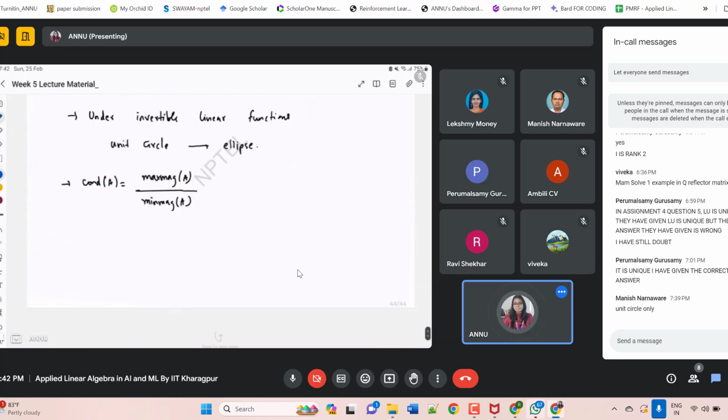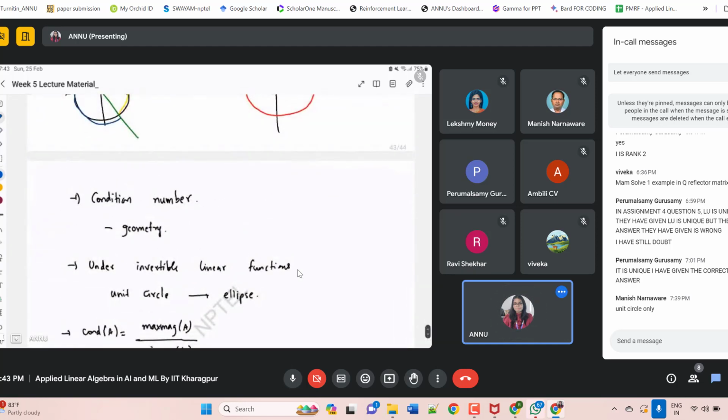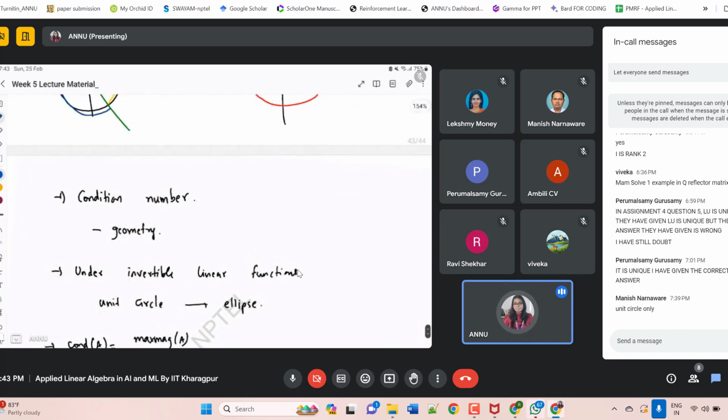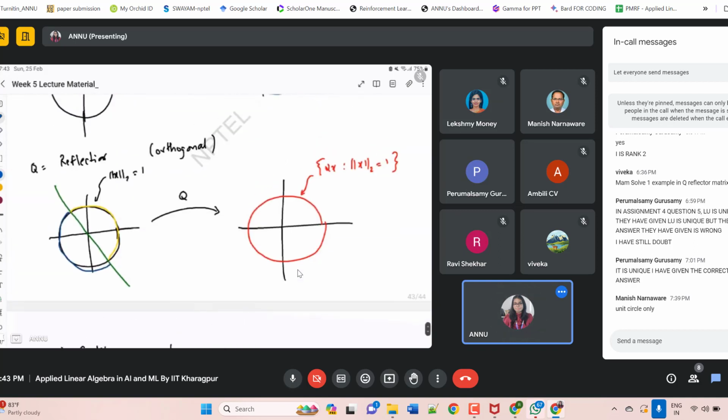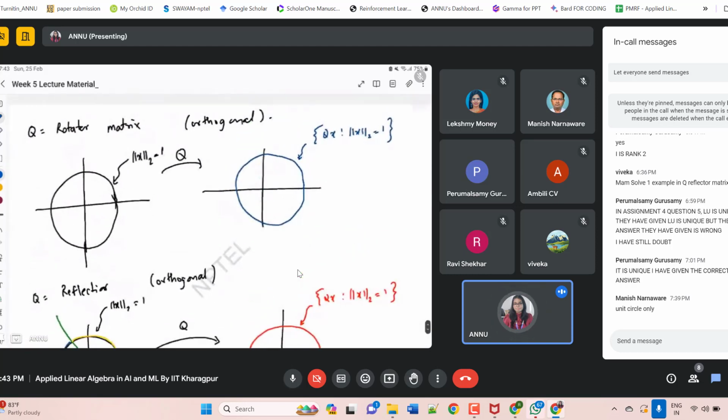So I think we covered all the conditions. The condition number we saw through our geometry: under an invertible linear function, the unit circle goes to an ellipse. In only one case does it go from circle to circle, that is an orthogonal matrix. And what is the condition number? The condition number is the maximum magnitude of A divided by the minimum magnitude of A. I hope this is clear.